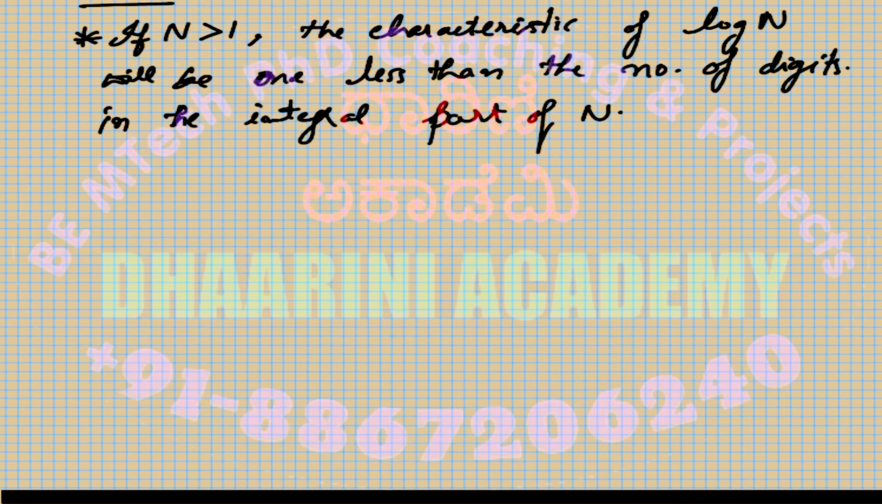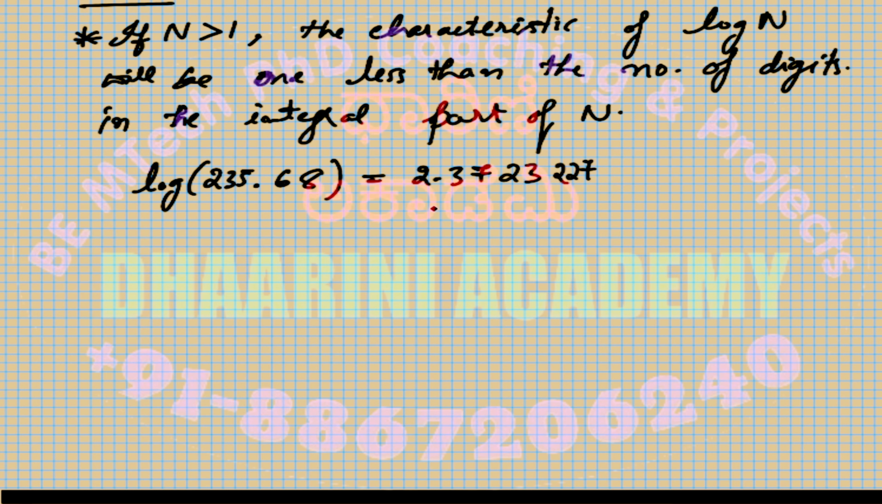All right, let's try to write. Let us take an example. So I'll try to take the log of say 235.68. So this comes to be 2.3723227. So you can see that this is very clearly visible. It is 2 point something. They are saying the same thing, right? The characteristic of log n will be 1 less than the number of digits in the integral part.